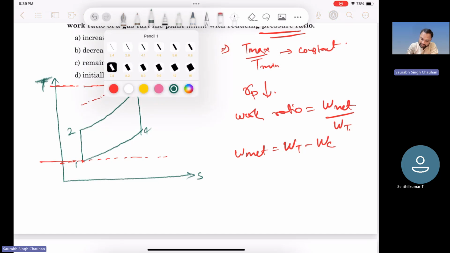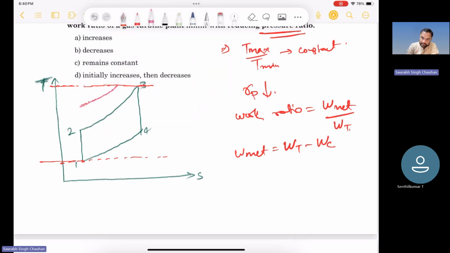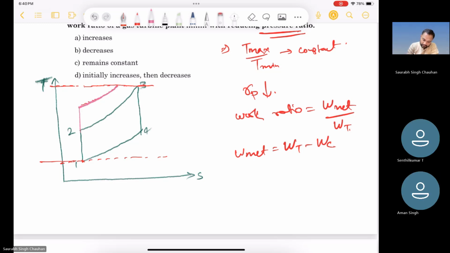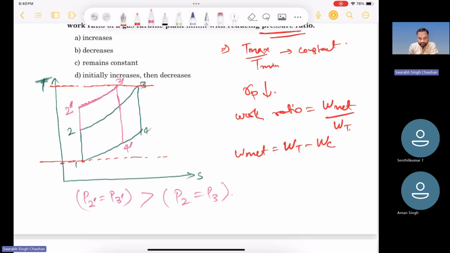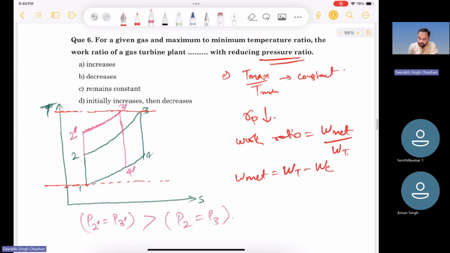Another can be, let us make it in another color, 2 dash, 3 dash, and 4 dash. So in this case, pressure at P2 prime, that is equal to P3 prime, is more than pressure P2, and of course that is equal to P3. So you have reduced the pressure ratio.